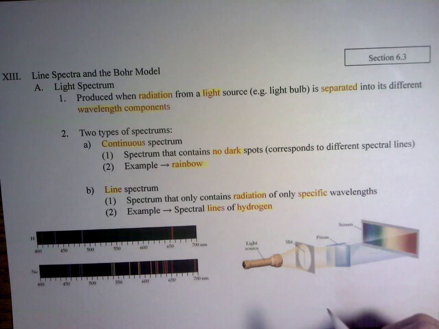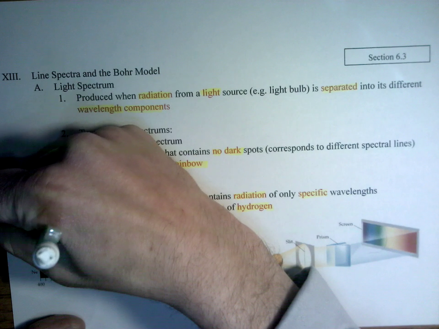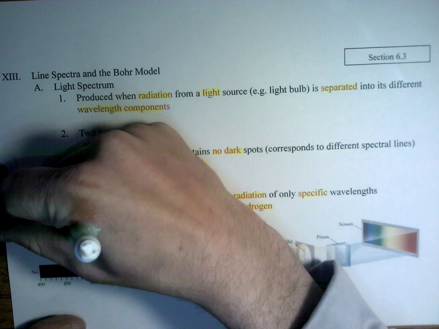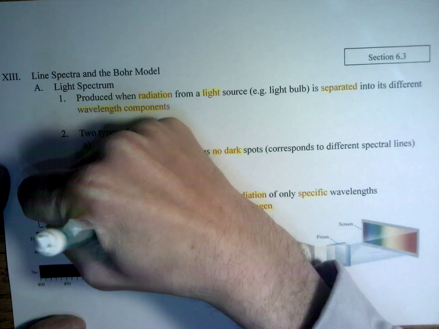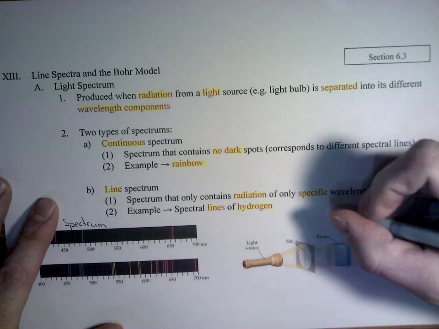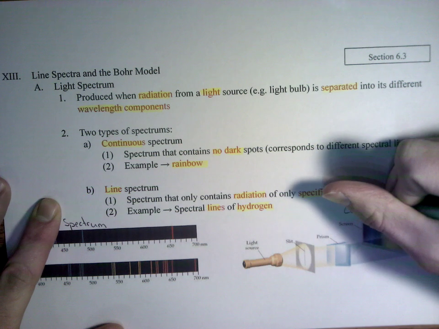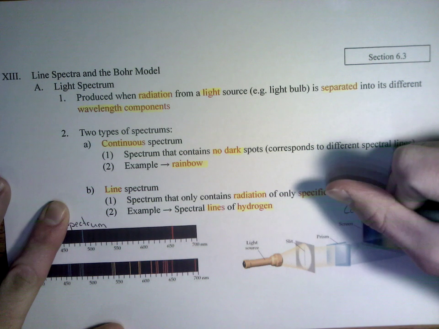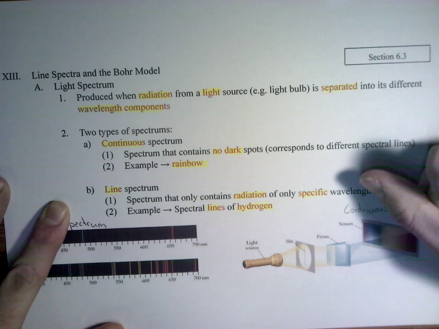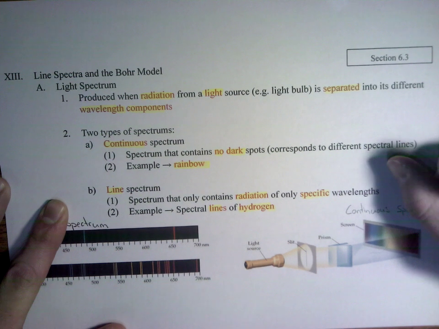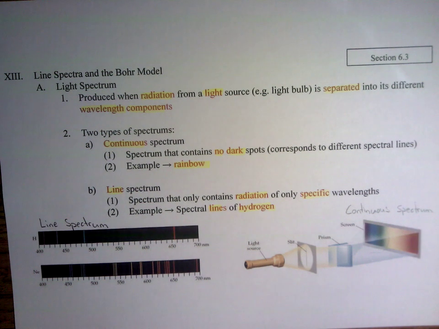So a line spectrum here, I should have labeled these pictures, but a line spectrum is on the left, and on the right, this rainbow here is a continuous spectrum. Okay, so how we identify our particular atoms is going to be through these particular line spectrum.